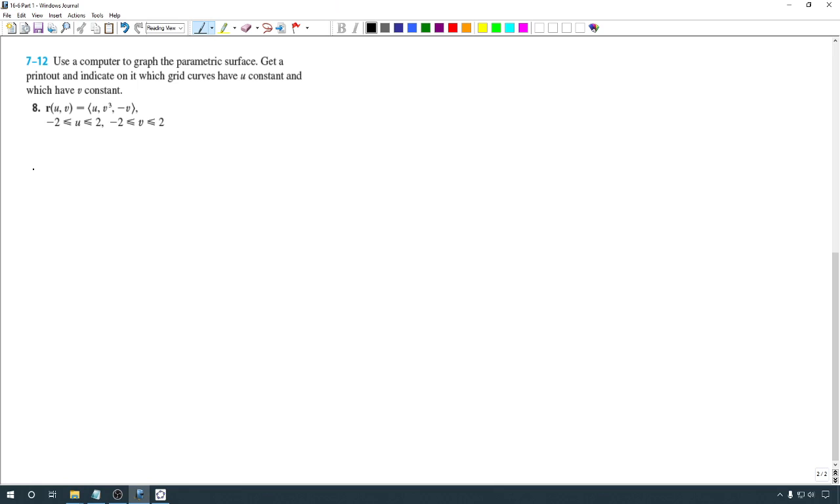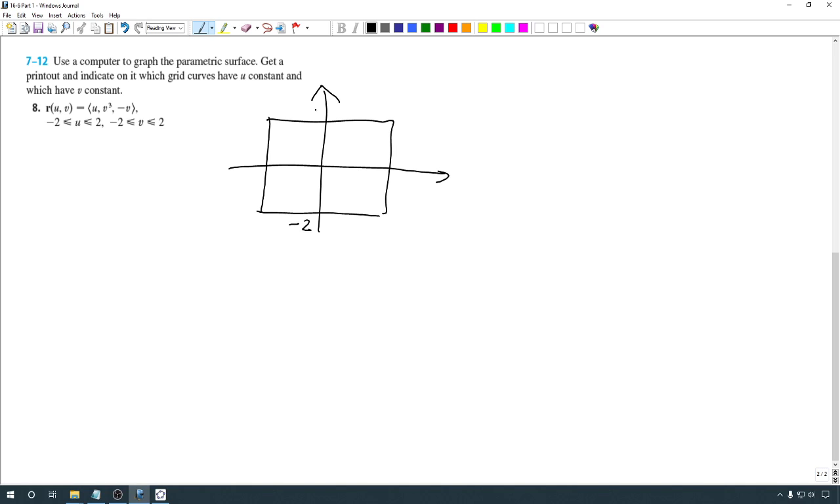So here we're taking the function r of uv. It has components of u, v cubed, and negative v. We have limits on our u's and v's. Now note here that what we've essentially done in our uv plane is just take a square, going from -2 to 2 on both of our axes.